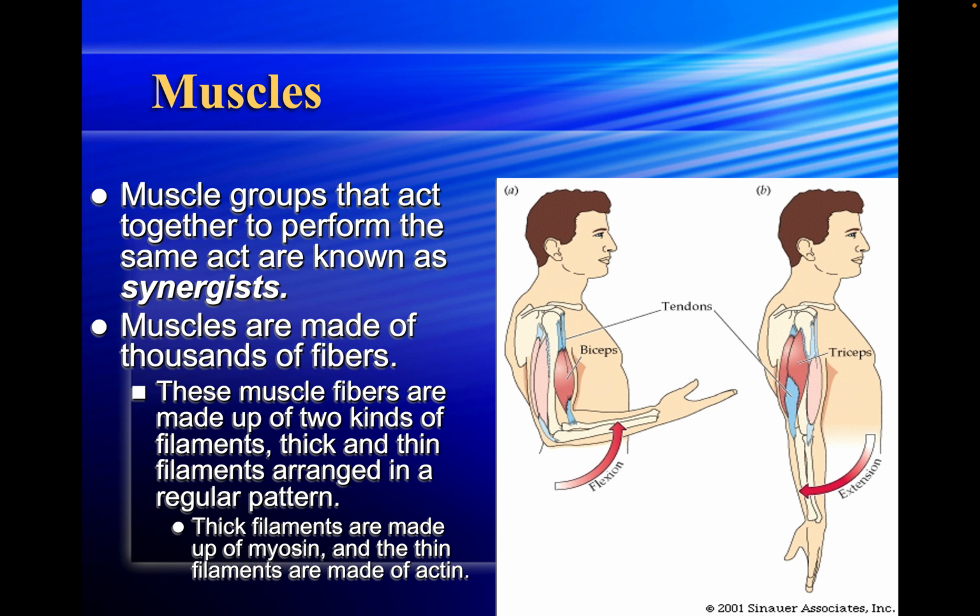Muscles are made up of thousands of fibers. These muscle fibers are made up of two kinds of filaments: thick and thin filaments arranged in a regular pattern. Thick filaments are made up of myosin, and thin filaments are made up of actin.